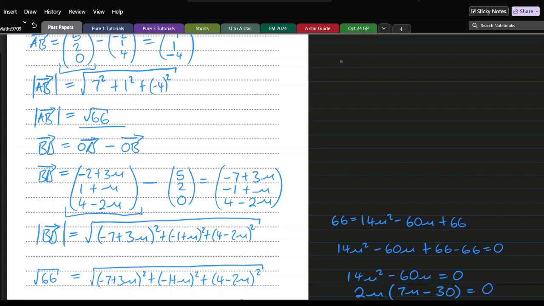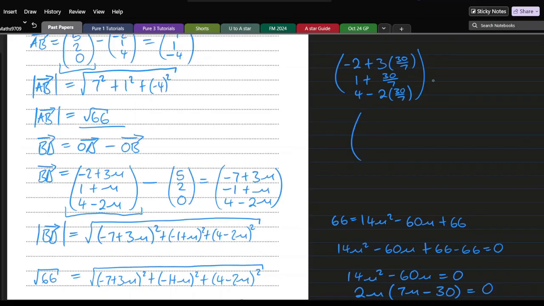So now we can substitute our value for mu. So that's negative 2 plus 3 times 30 over 7, then we've got 1 plus 30 over 7, we've got 4 minus 2 times 30 over 7. Alright, let's close the brackets, and now let's simplify.